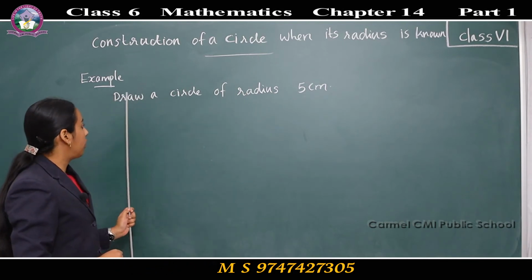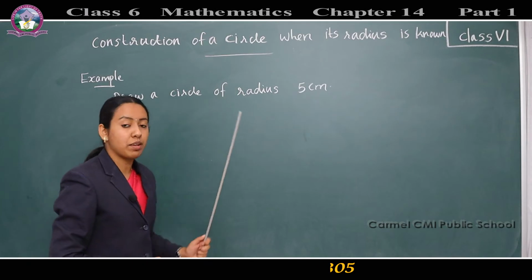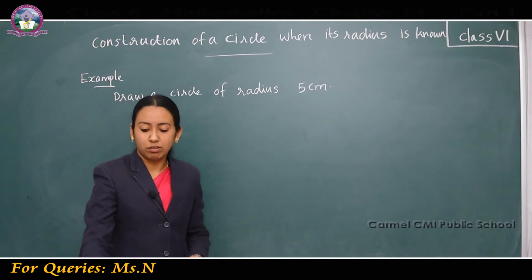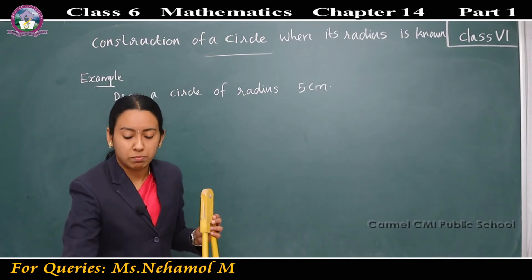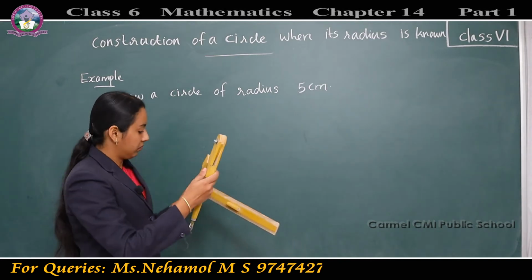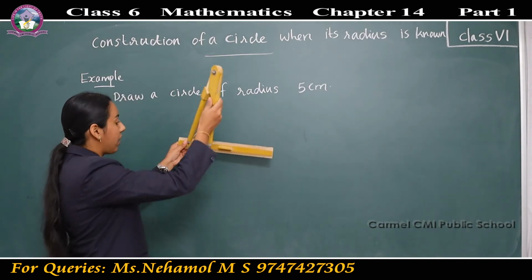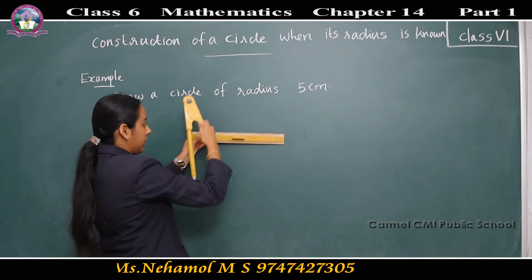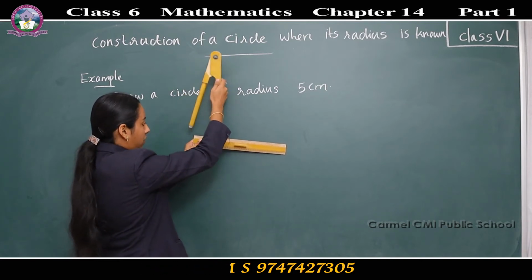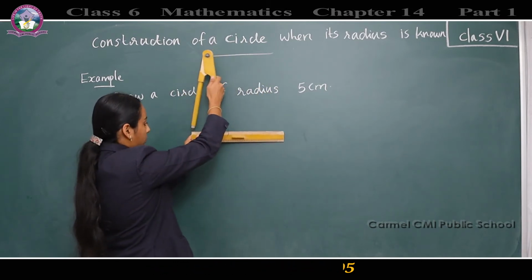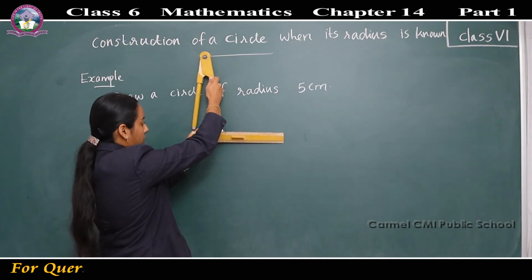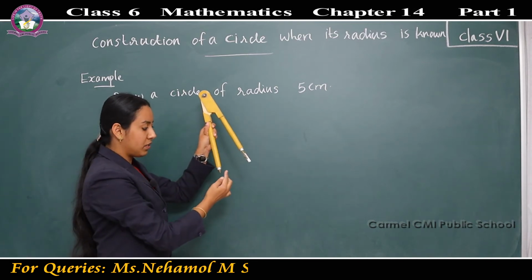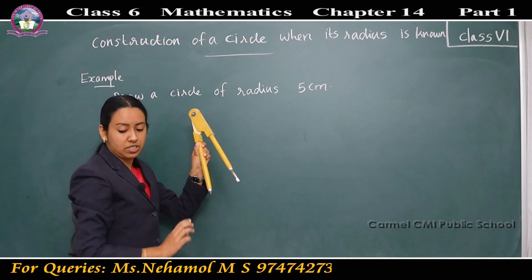We can go through an example. Draw a circle of radius 5 centimeter. For that, first we have to take the compass, then using the scale take 5 centimeter. It is 5 centimeter from 0 to 5. Place one pointer at 0 of the scale, then the other pointer at 5. Now the distance between these 2 points is 5 centimeter.